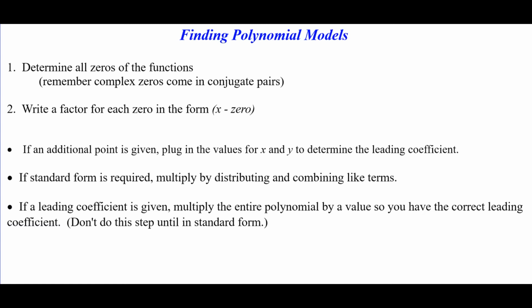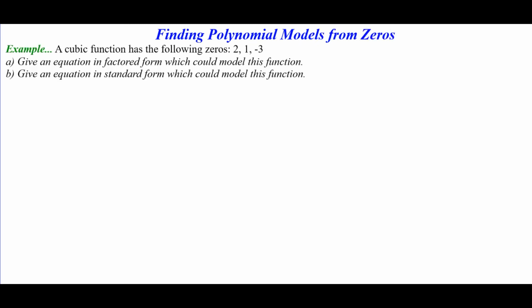If you need standard form, you're going to go ahead and multiply everything out. If they tell you the leading coefficient, you're just going to double check that and multiply through if you don't have the proper leading coefficient. So we're going to take a look at some examples here. This first example is a cubic function, and it has zeros of 2, 1, and -3. We're going to write this both in standard form and factored form.